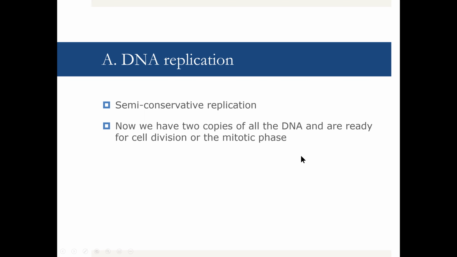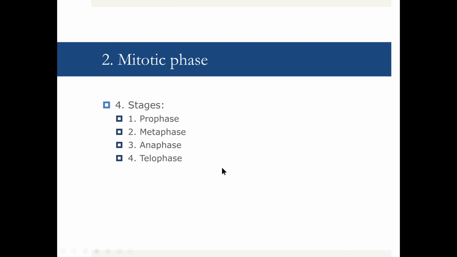Now we have two copies of all the DNA and ready for cell division of the mitotic phase or the division phase. It is in 4 stages, okay? So you can easily see that you could have a short answer question that asks you to describe the stages of interphase, and a short answer question to ask you to describe the stages of the mitotic phase. You don't have to, obviously, this is online, you don't have to do drawings, okay? But you have to be able to describe them in sentences or bullet points, and not copy them verbatim from the notes.